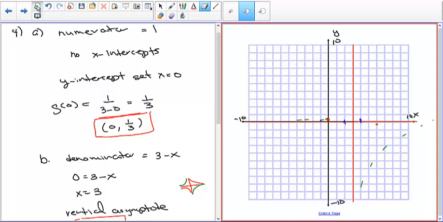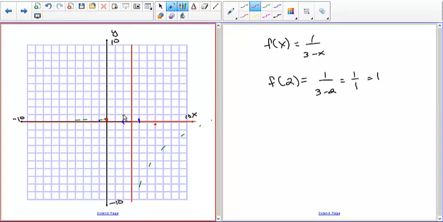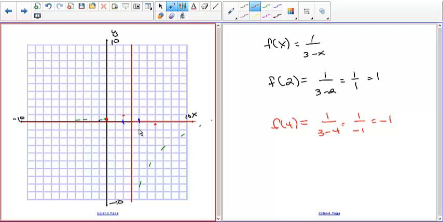Let's just prove that's true, just before we get carried away with things. So, f of x equals 1 over 3 minus x, so f of 2 is going to be 1 over 3 minus 2, which is going to be 1 over 1, which is 1. So I could put that point in right there. And you could do the same thing for f of 4. That's going to be 1 over 3 minus 4, which is 1 over negative 1, which is negative 1. So yes, it is symmetric. So I can put that one down here like that.